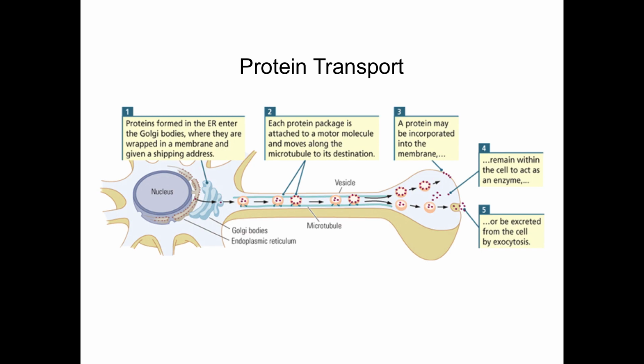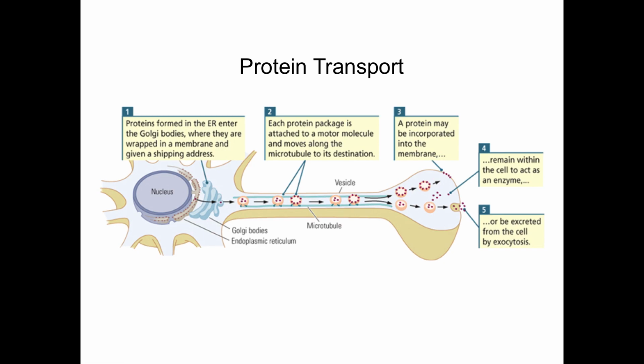So here's a little recap. This is the last slide. So for proteins, the blueprint comes from within the nucleus. Then proteins will be formed on the endoplasmic reticulum through the ribosomes. Then they will enter the Golgi system where they are wrapped in a membrane, or put in a nice box with a bow on it, and they are given a shipping address or shipping label. Then each protein package is attached to a motor molecule and will move along the microtubule to its destination.